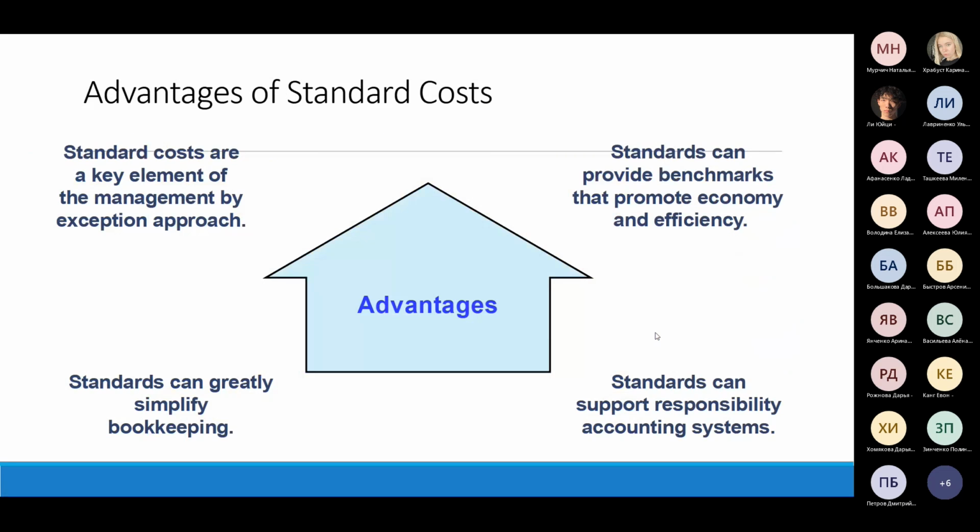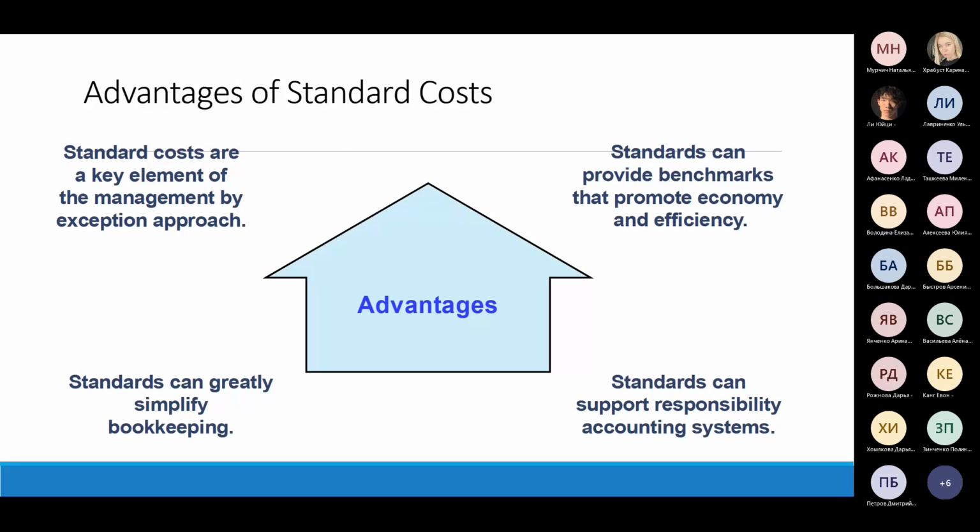But there are some advantages of standard costing that we can meet using this approach. First of all, standard costs are key elements of the management by exception approach. So in that case, management can focus on significant tasks only and do not think about insignificant small questions. Standards can provide benchmarks that promote economy and efficiency. So standards could be some specific ideal examples that could be used to reduce waste and reduce unnecessary used materials, reduce damaged items, and so on.